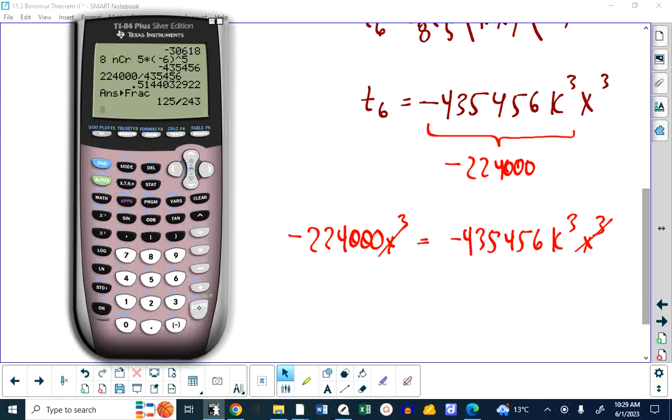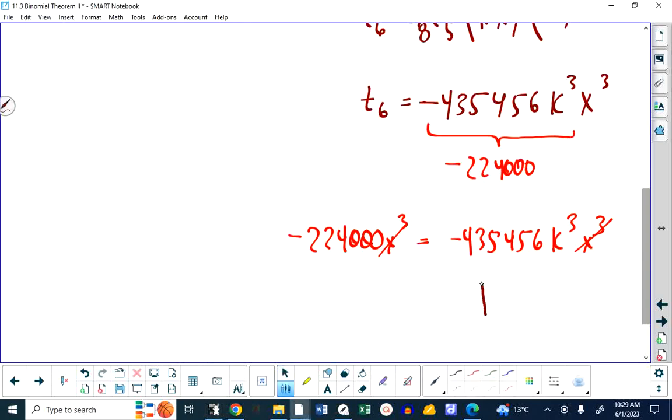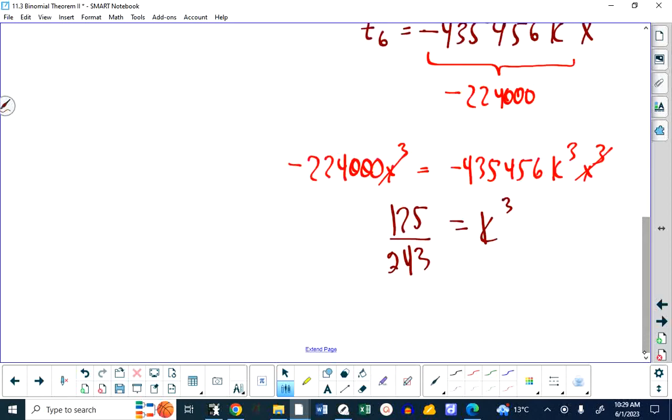I've got to change this question for next time. There's nothing wrong with it. I just don't like the numbers that come out. We get 125 over 243 for k cubed. The cube root of 125 is 5. I don't think 243 is a perfect cube. I thought it should be, but I don't think so. 9 would be 729 or something. I don't think it is. So the best we can put here is that k has a value of 5 over the cube root of 243.